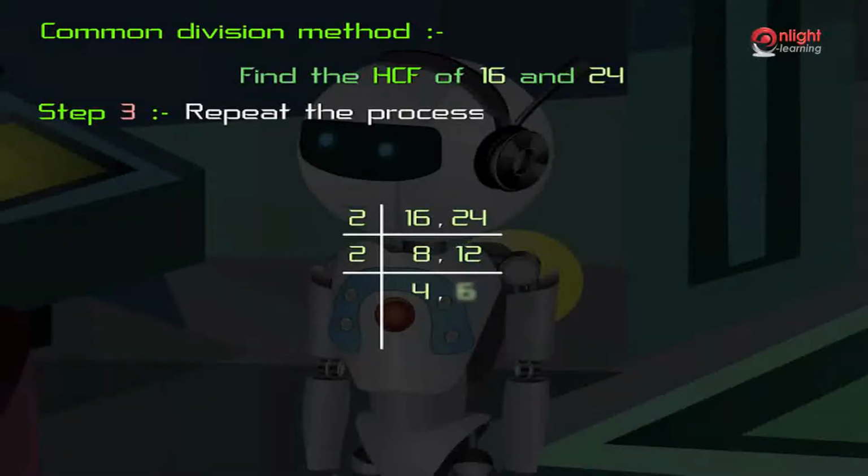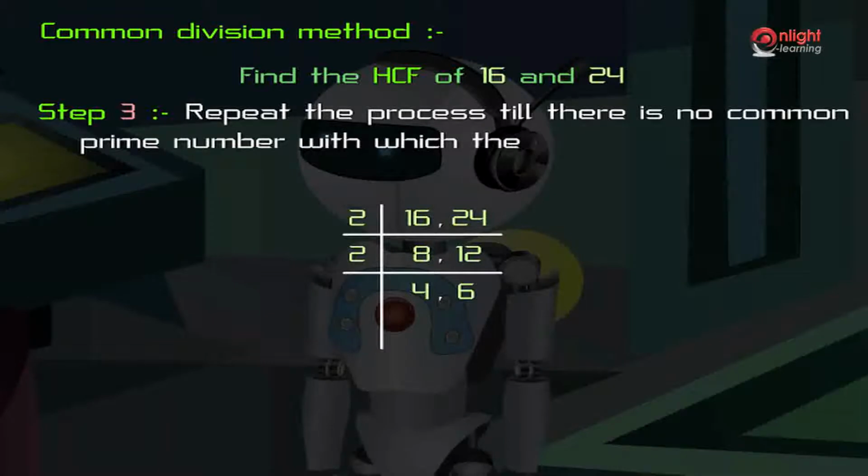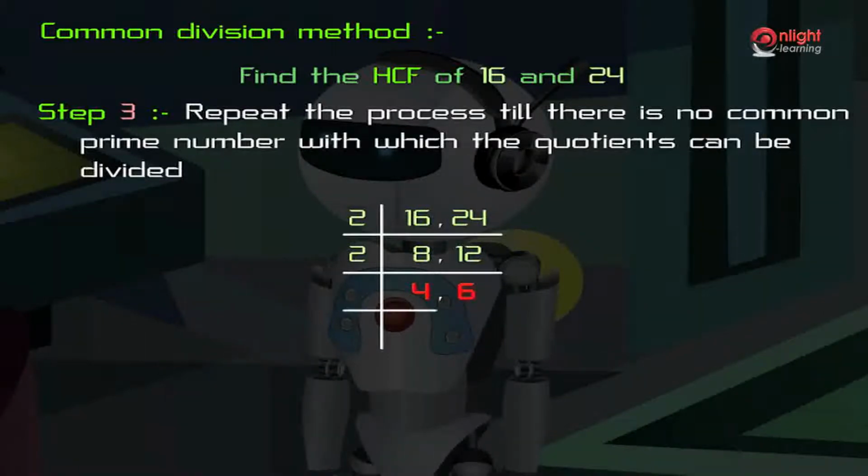Repeat the process till there's no common prime number with which the quotients can be divided. In this example, 4 and 6 can be divided by 2 again. Now, our new quotient is 2 and 3. Now, 2 and 3 cannot be divided by a common prime number. Stop the division process. Find the product of all the divisors.